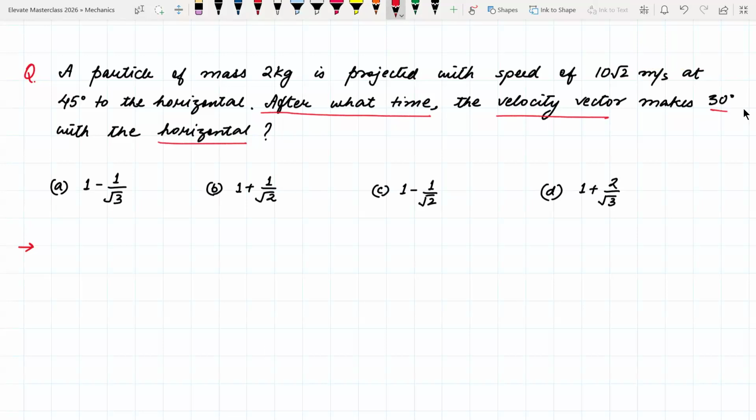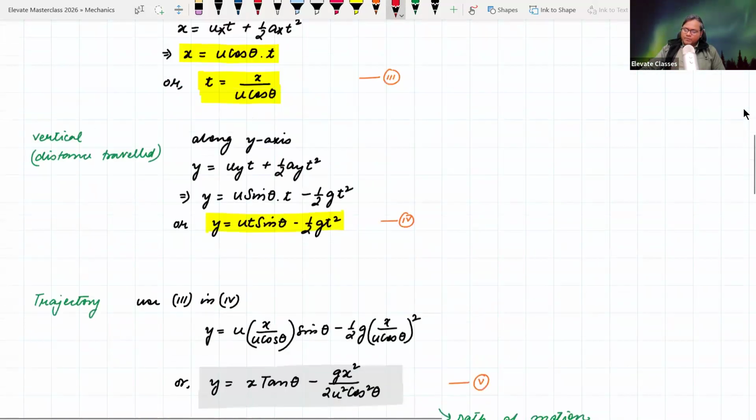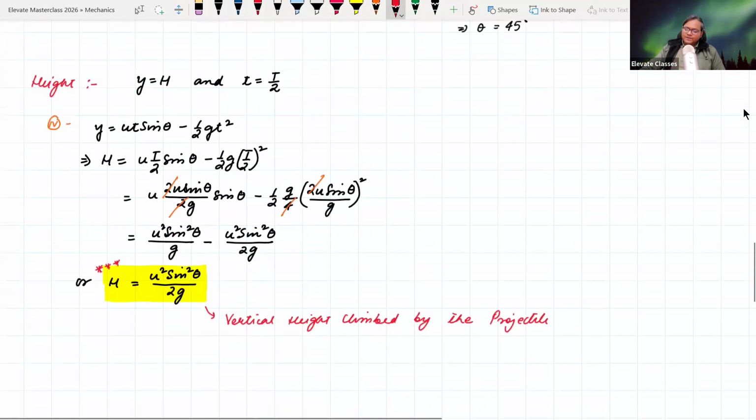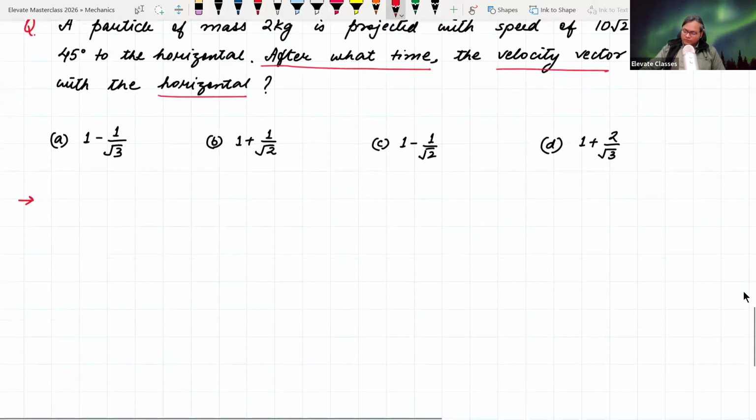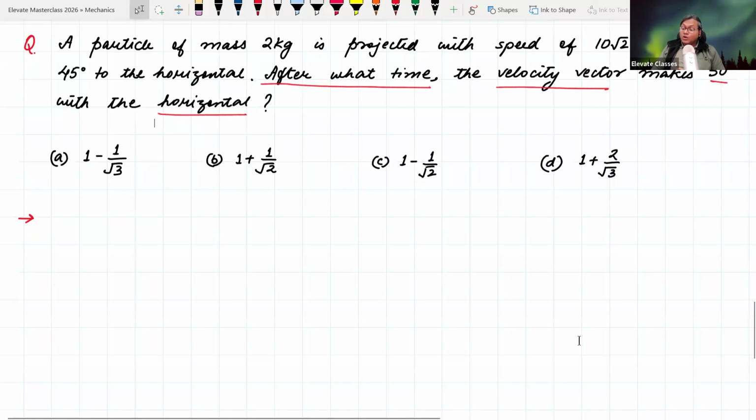Yes, sir. All right, take 3 minutes and try to solve it yourself. नहीं होता है, डोंट वरी अबाउट इट. I hope that आप लोगों ने सारा नोट डाउन कर लिया, मैंने जितने भी equations derive करे हैं, and using that see if this is a question that you can solve. If you throw a projectile at 45 degrees, after what time the velocity vector makes 30 degrees with the horizontal?